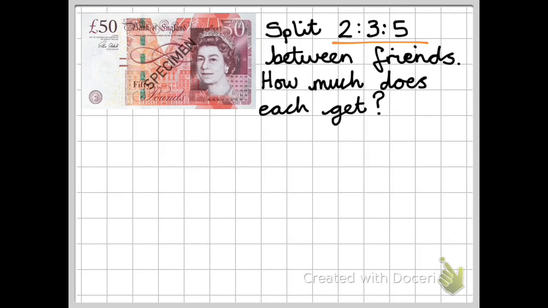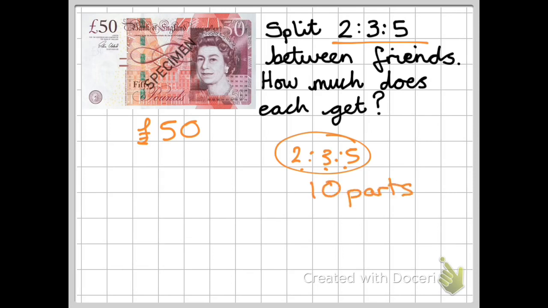So let's take a look at the important information. I have £50, and my ratio is 2:3:5. Just like I did in the first example, I must add all of the parts together. So 2 plus 3 plus 5 gives me 10 parts in total. I must then divide 50 by 10, and that will give me what 1 part is. So 50 divided by 10 is 5, so 5 equals 1 part.